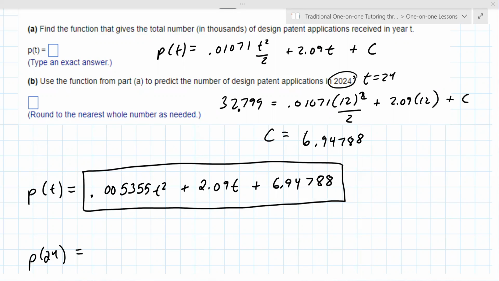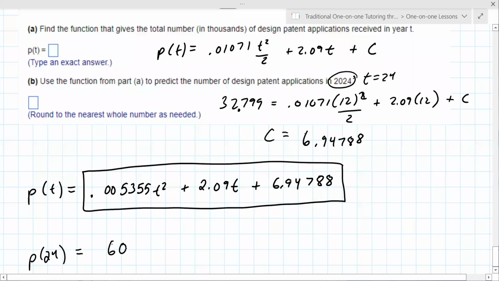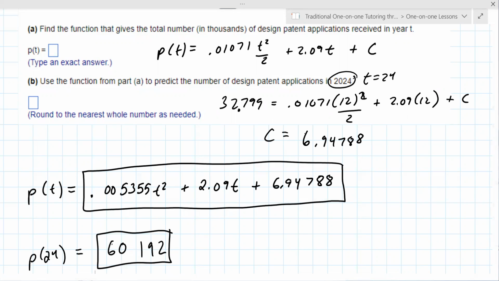Okay, so I got my answer, but I'm going to multiply by 1,000. They really threw in a really challenging problem here. It says to round to the nearest whole number needed: 60,192 patents, no comma on that. That's the rounded number for part B. I hope there's no questions because it's a long question.